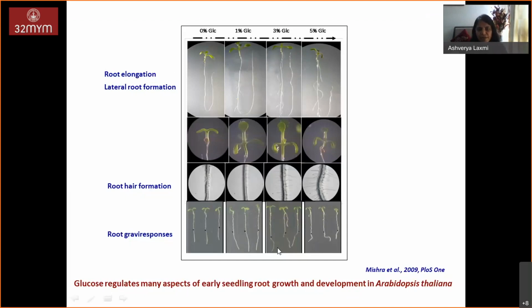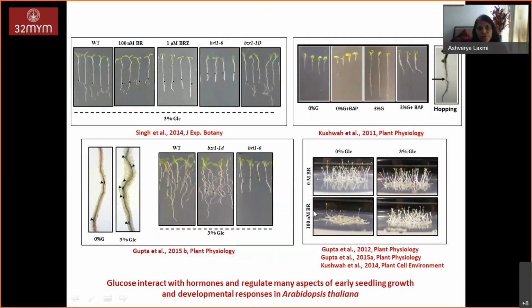For deciphering that, we did very extensive physiological, molecular biology, and genetic work, and we could eventually prove that glucose signaling, by interacting with auxin signaling and by modulating auxin transport, can influence all these features. Apart from auxin, we later did some very fundamental work on other developmental hormones such as brassinosteroid and cytokinin. And we could prove that glucose extensively interacts with these hormones also to modulate the root growth and development, as well as the hypocotyl growth, as well as its gravitropism.